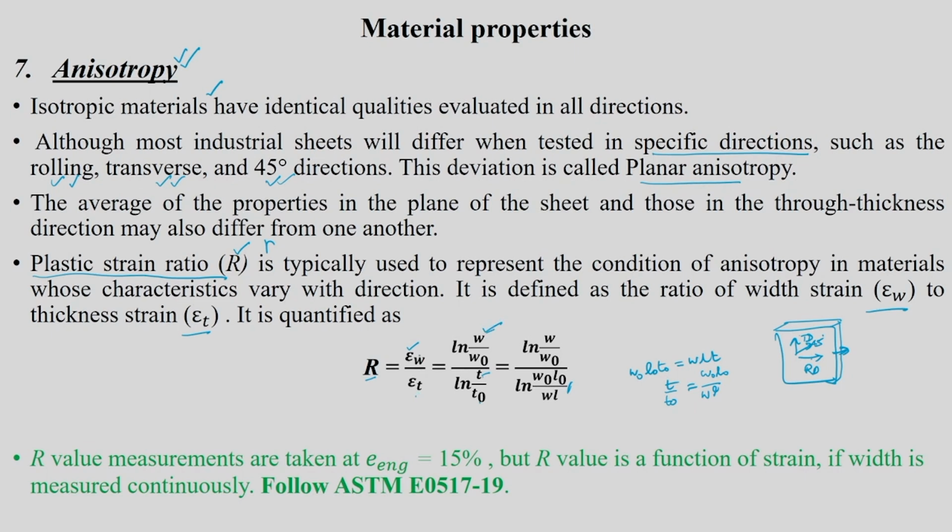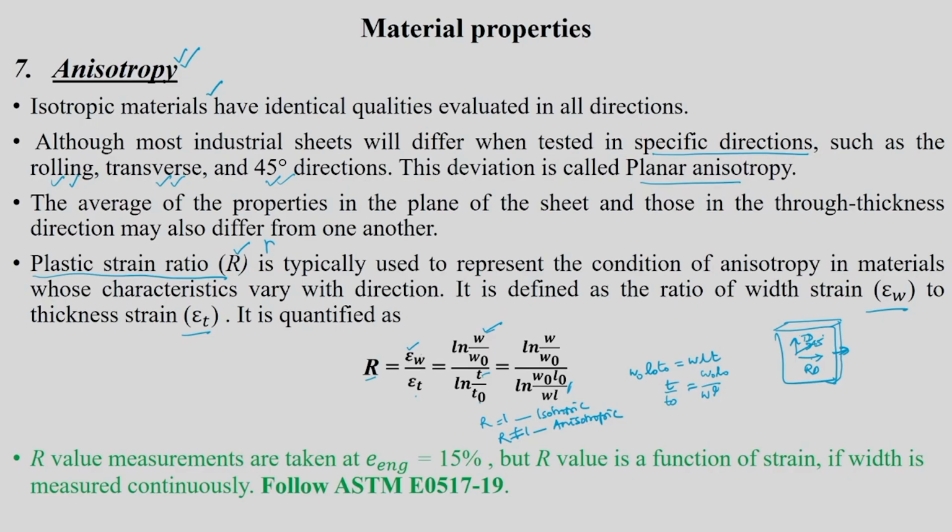Suppose you take a strip of sheet and then you deform it, and you see that these two strains are equal. That means R is equal to 1. What does that mean? That means in the width direction and thickness direction you have almost the same strain, which means the material is isotropic in nature. Any deviation from this, not equal to 1, will tell that the material is anisotropic in nature. So R can be less than 1 or greater than 1 depending on the material.